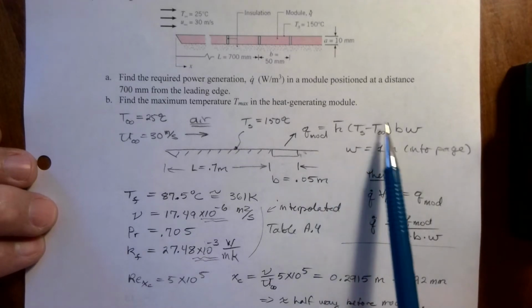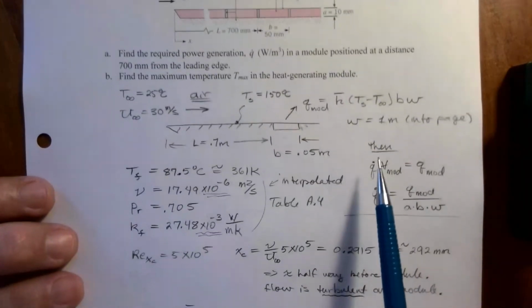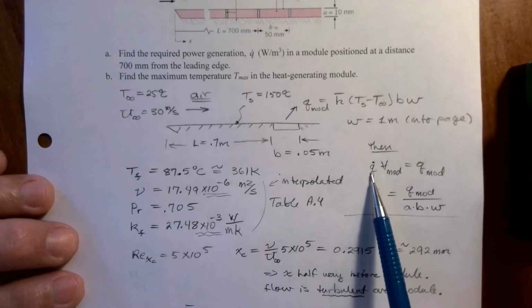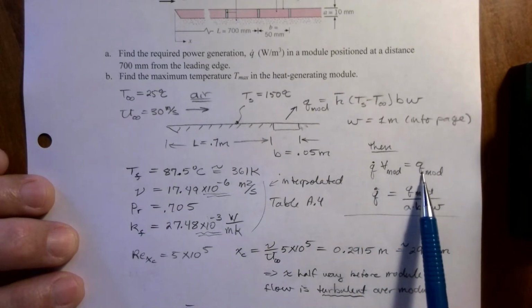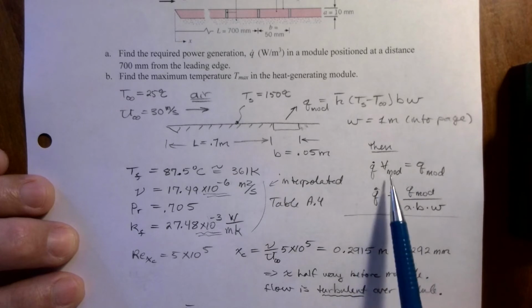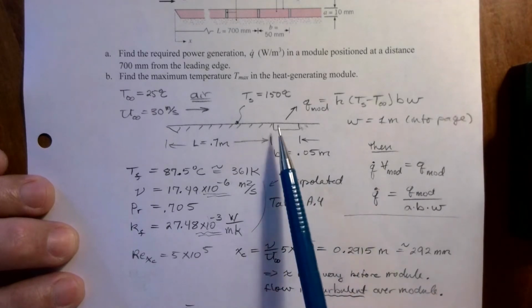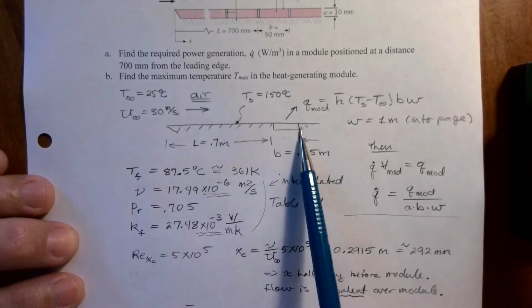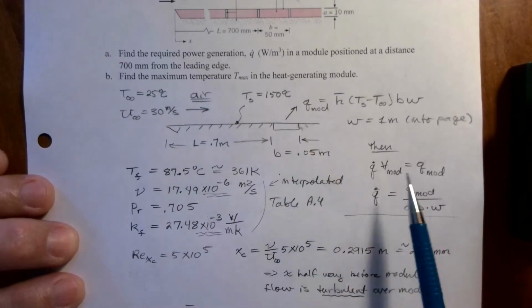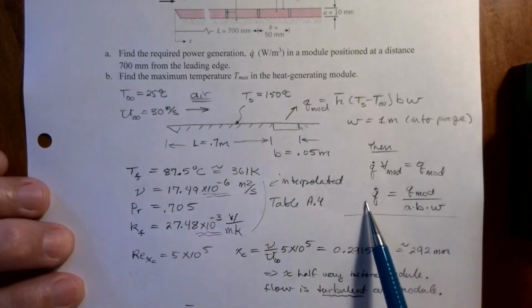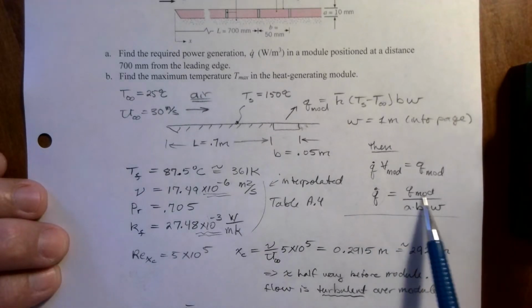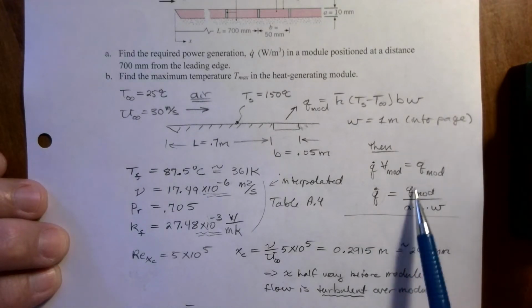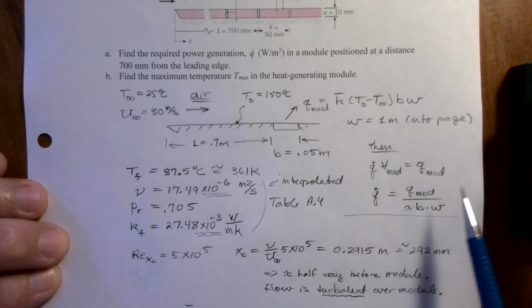So we're going to come up with this first, and then with an energy balance of the module, Q dot times the volume of the module equals that convection that's leaving. The volume of the module is just B times this length A times W into the page. So we can calculate that Q that needs to be generated for that convection rate. So we're going to come up with Q convection first.